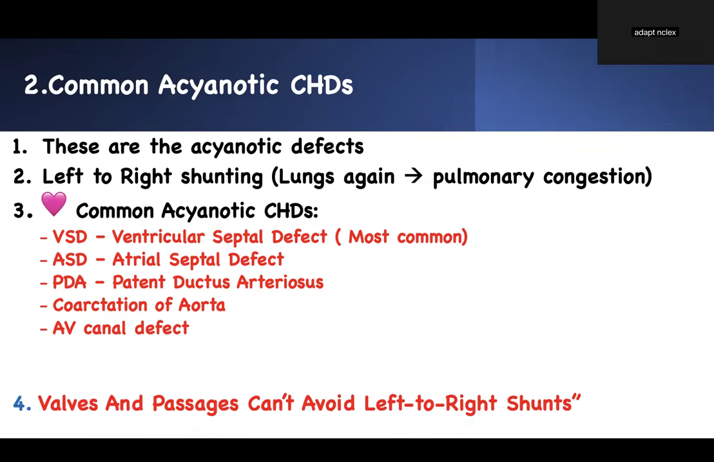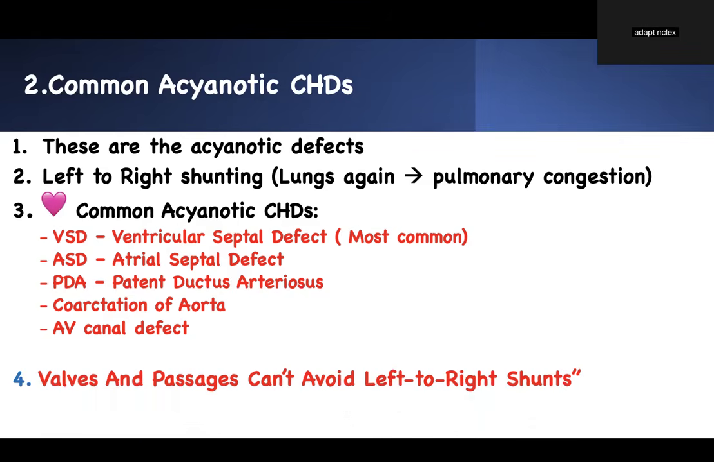How do you remember these guys? Valves and passengers, right? V is ventricular septal defect. A is atrial septal defect. Passenger is the PDA. C, coarctation of the aorta. Avoid, AV canal defect, leads to what? Left to right shunt. So valves and passengers can't avoid left to right shunt. That is the mnemonic. Valves and passengers can't avoid left to right shunts.